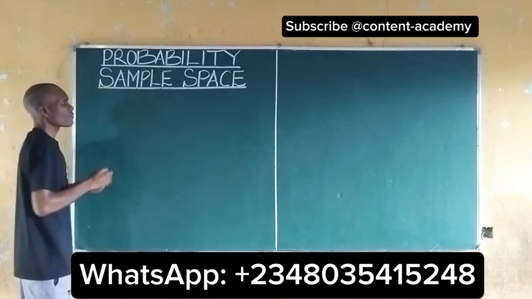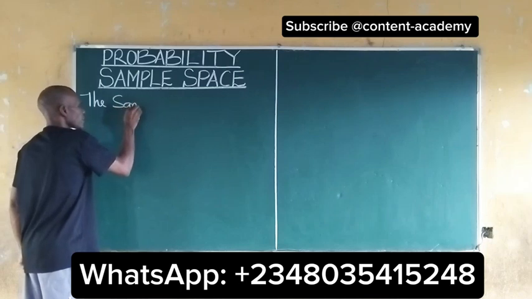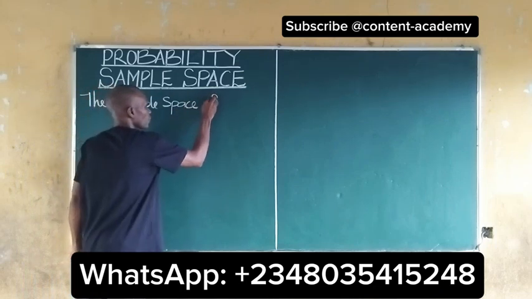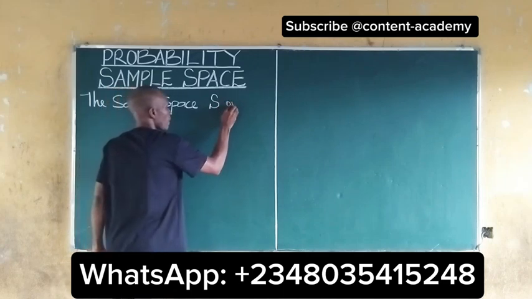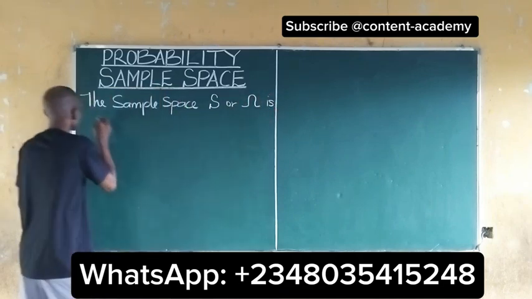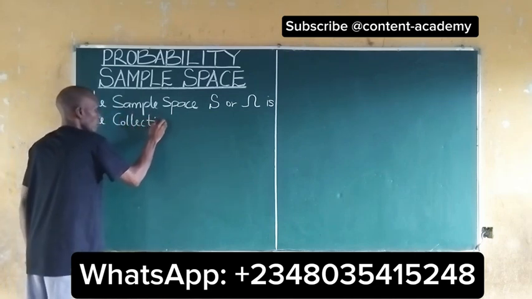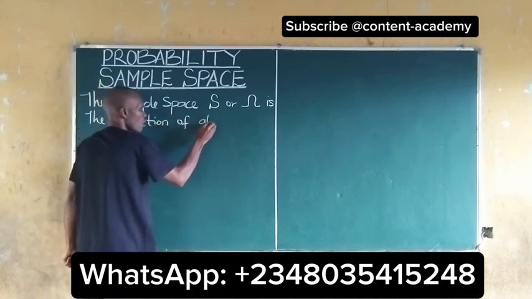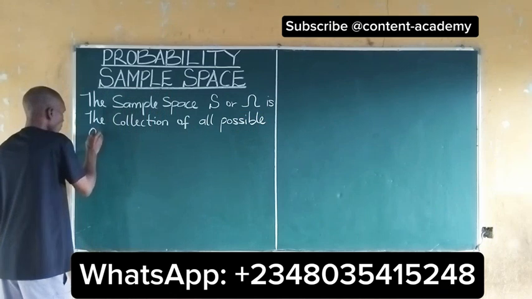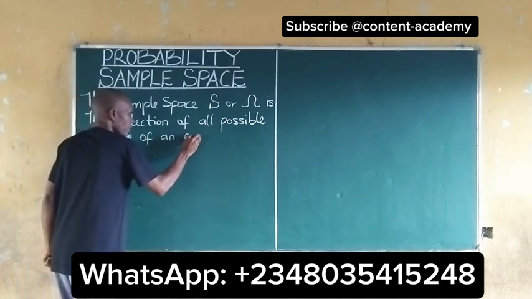First, we'll take the definition for the sample space. The sample space, which is denoted as this or this sign, is the collection of all possible outcomes of an experiment.